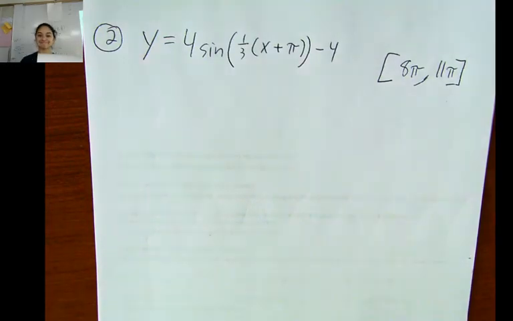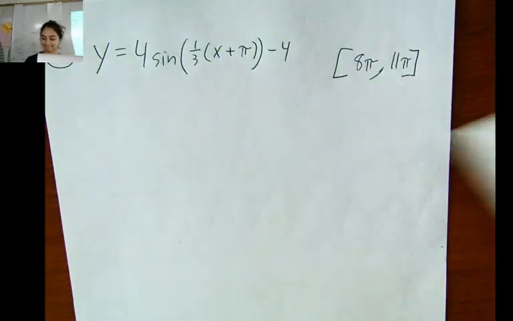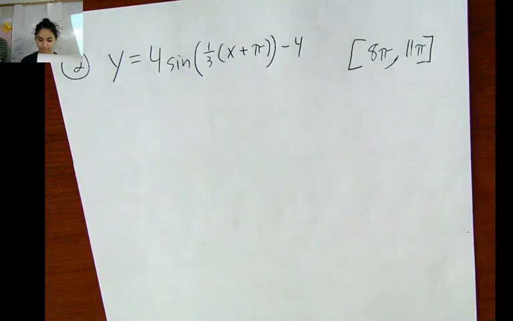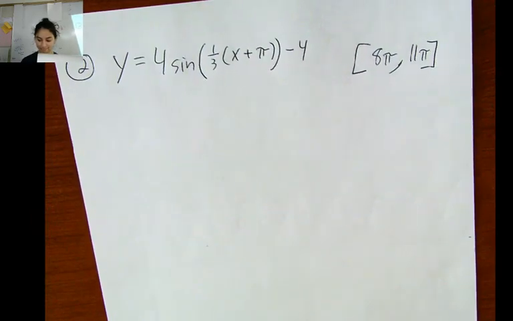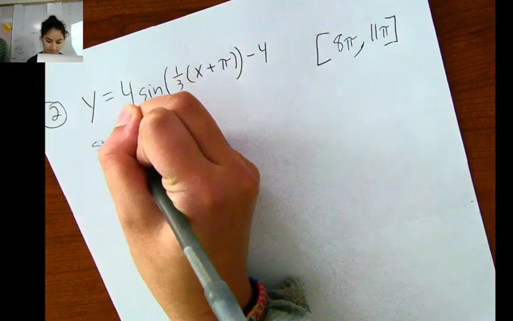Now here, let's look at this previous example. With the restricted domain, we still want to think about what our start point is. So using that equation, what would be our start point? Negative pi. So let's go ahead and get that written in, just to show a little bit of work.